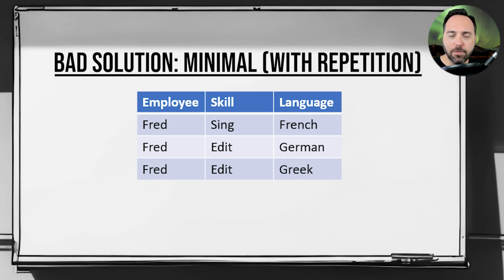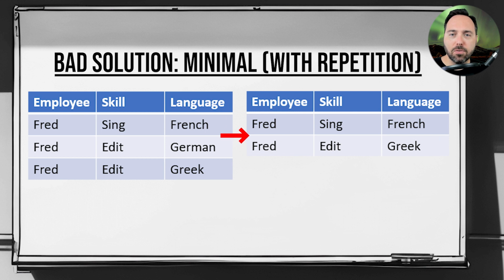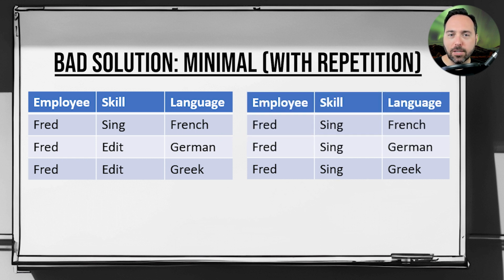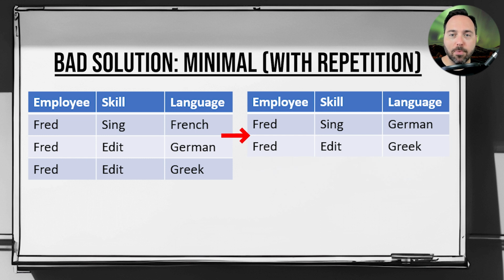Now, let's ask a few questions. First, what if Fred is no longer conversant in German? Well, in that case, we can delete a single tuple. That's a good start. But what if, instead, he's no longer capable of editing music videos? Now we need to update multiple tuples and set the skill to sing. And a third example. What if he is no longer conversant in French? In that case, we need to delete a tuple and then update one of the 2 remaining tuples.